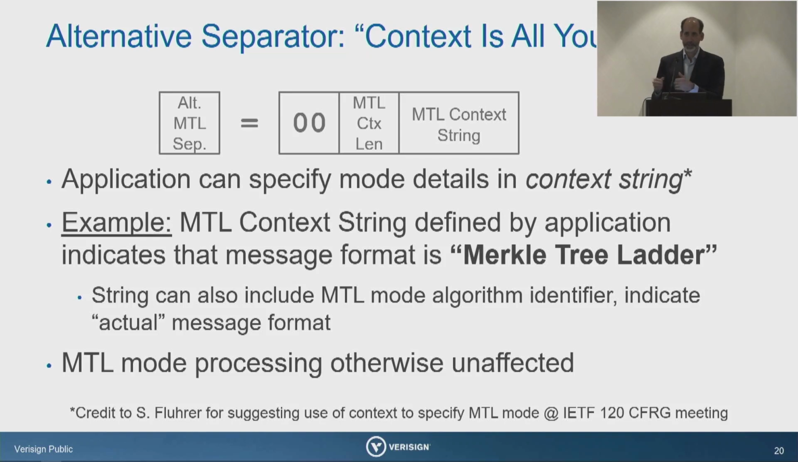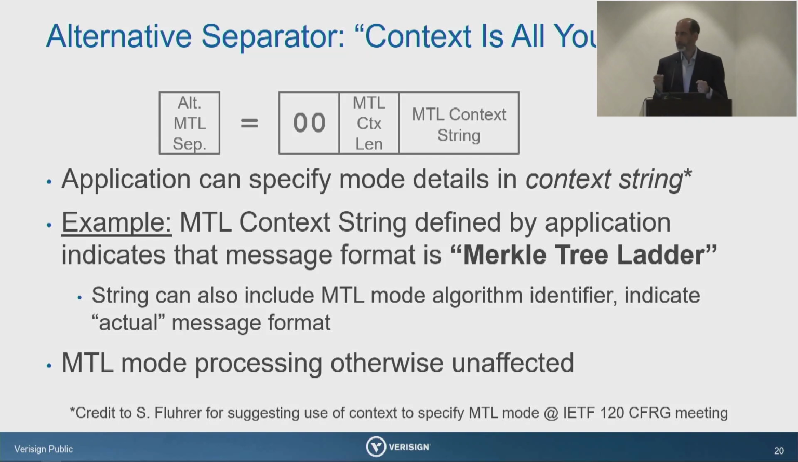The context string can say, in this application, here's what I meant to sign. So by extension, if your application is using Merkle tree ladder mode or any other mode of operation, it can do the processing it wants to, come out with a result, and then drop that one into the underlying signature algorithm. And the way it distinguishes one form of processing from another can be by the context string.